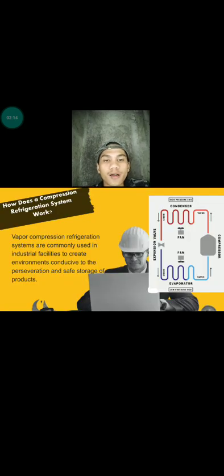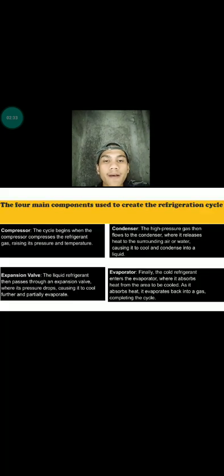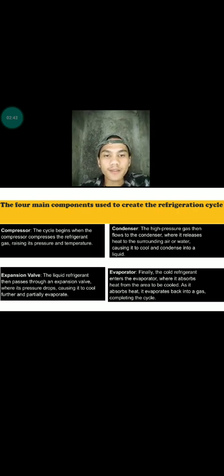How does a compression refrigeration system work? Vapor compression refrigeration systems are commonly used in industrial facilities to create an environment conducive to the preservation and safe storage of products. Next are the four main components used to create the refrigeration cycle. So first is the compressor. The cycle begins when the compressor compresses the refrigerant gas, raising the pressure and temperature.